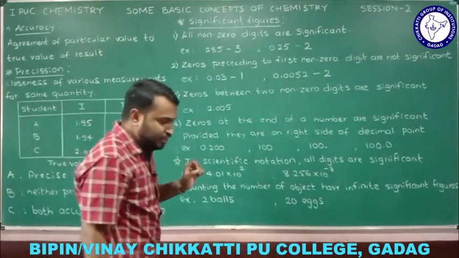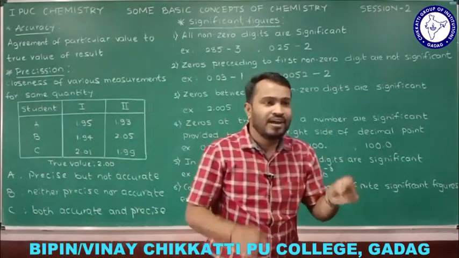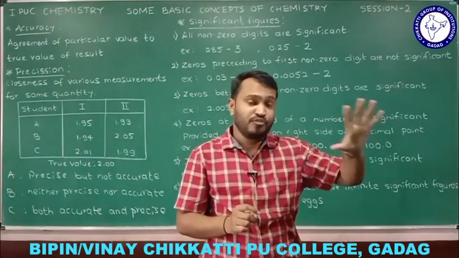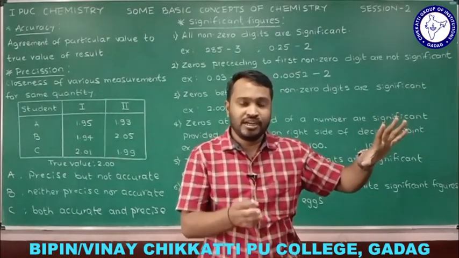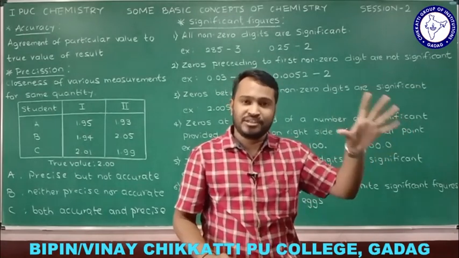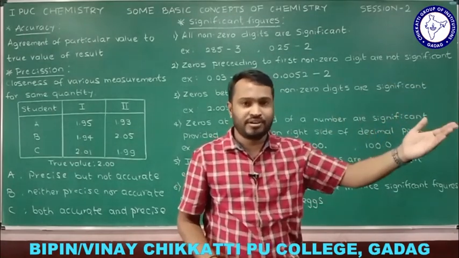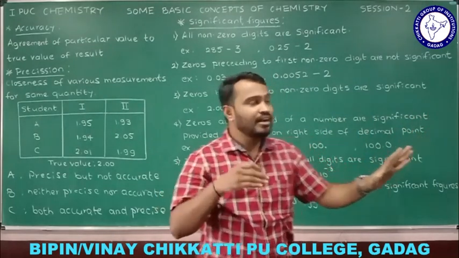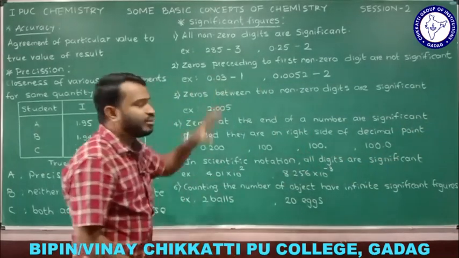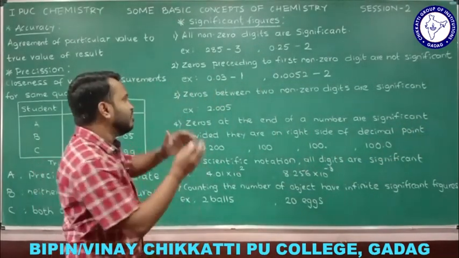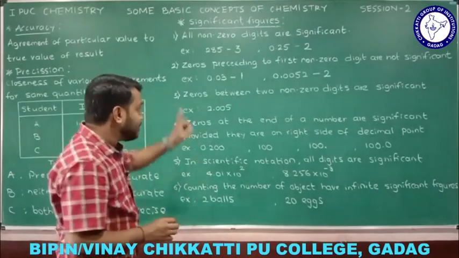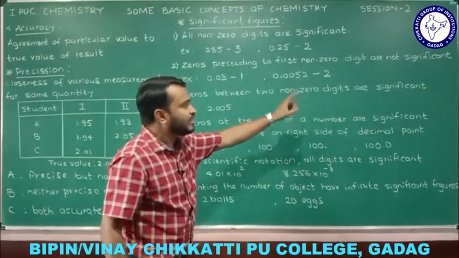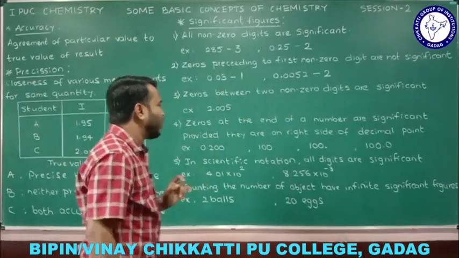So for the second rule, you just try to identify the first non-zero and the number of zeros on the left side of it, or preceding it, and they are not significant. It means you should not consider them. You need to consider the remaining digits, and based on that you write how many significant figures there are. Okay, so now we'll see the third one. The third one is: zeros between two non-zero digits are significant. It is quite simple.